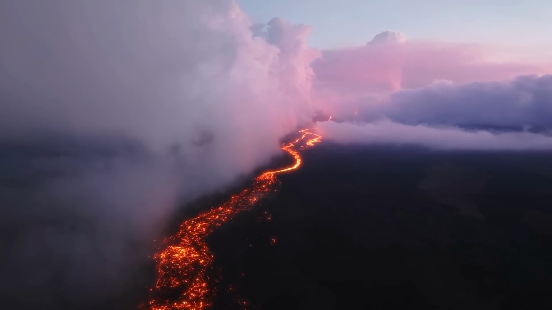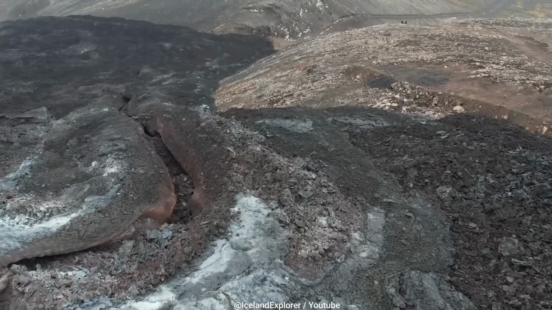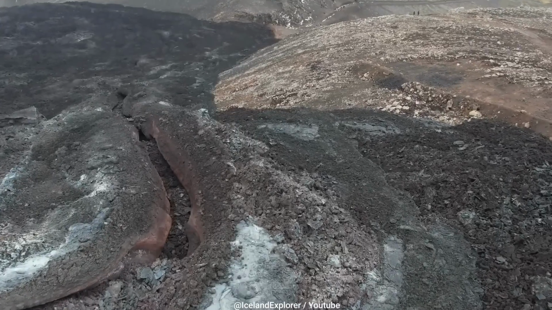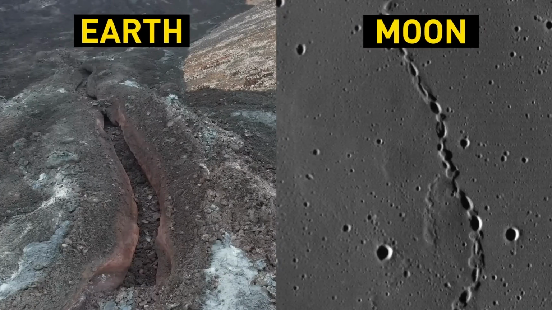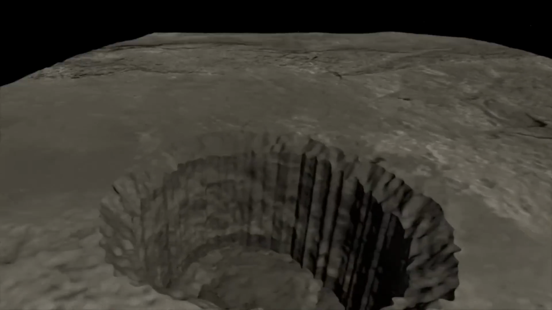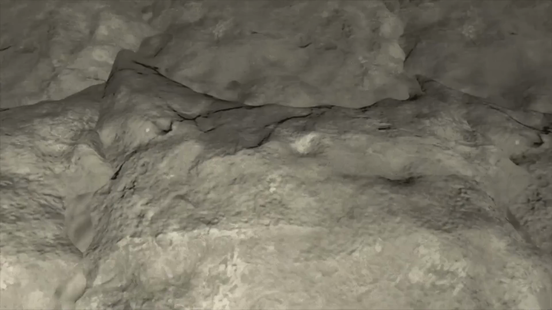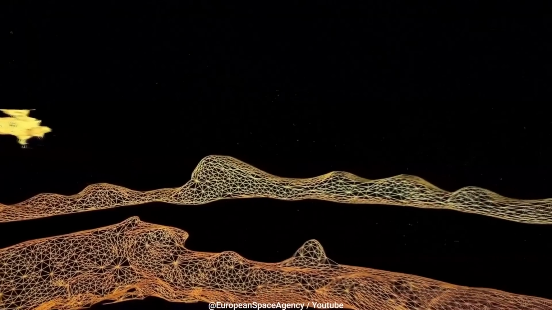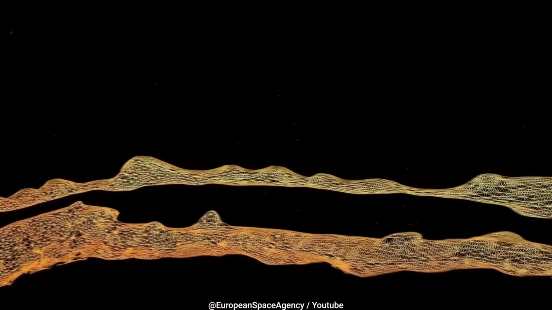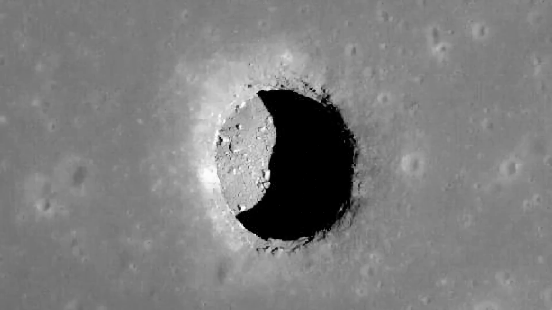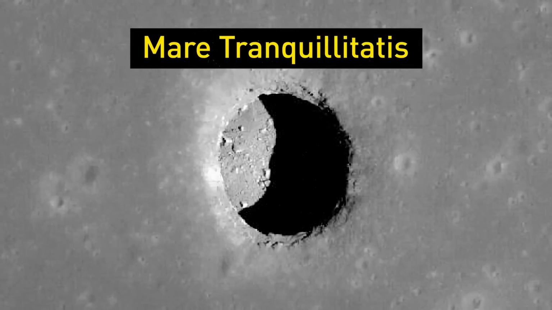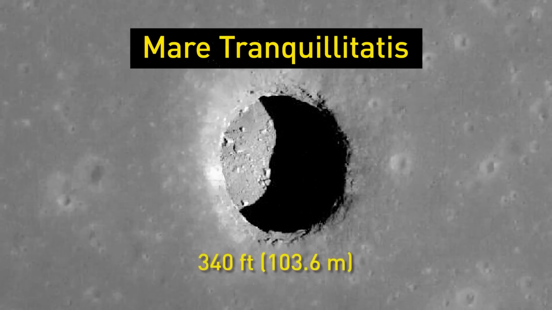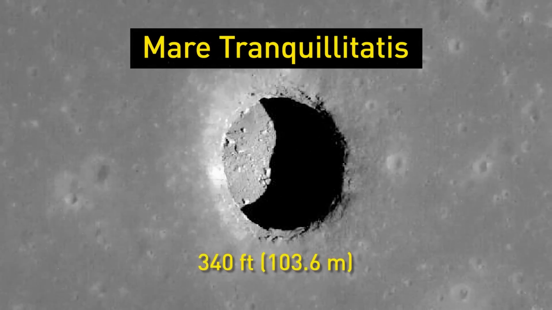On Earth, we have lava tubes in places like Hawaii or Iceland, where volcanic activity has created similar underground tunnels. The same thing happened on the moon billions of years ago, although they're much crazier compared to ours. In fact, lunar lava tubes are now thought to be some of the largest and longest in the entire solar system. One such cave was discovered beneath the famous Mare Tranquillitatis, the place where Apollo 11 first landed, and it's at least 340 feet deep.